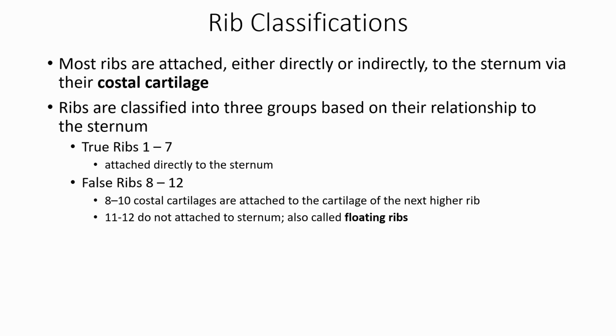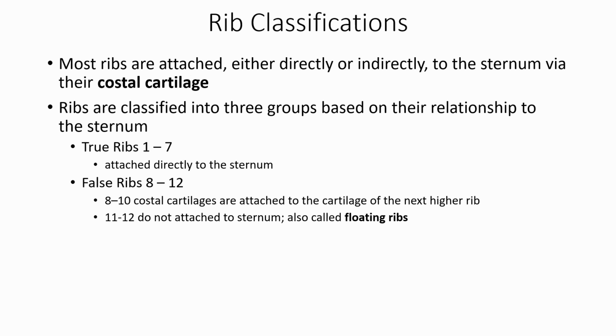We have true ribs, which are numbers 1 through 7. These are going to attach directly to the sternum with their costal cartilage. The false ribs are the rest of them, 8 through 12. But 8 through 10 do have costal cartilage that will attach to the rib that is just above it. So we have an indirect connection to the sternum with ribs 8, 9, and 10. 11 and 12, though, actually don't connect to the sternum at all. These are sometimes called floating ribs.